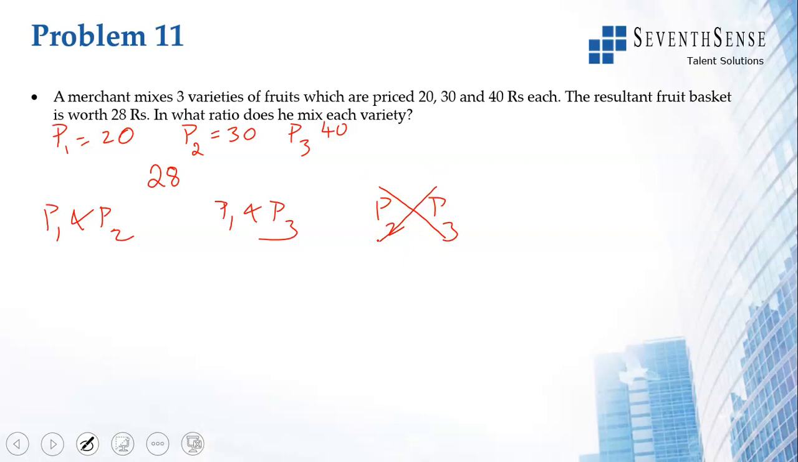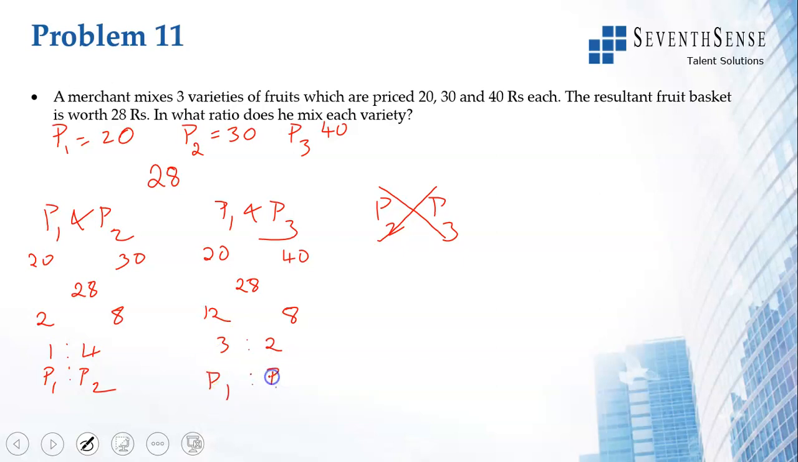So what do I mean when you take P1, P2? You calculate it and get the ratio 20, 30, 28. You get 2 and 8, 1:4. Okay, so we have P1 is to P2 as 1:4. Similarly, between P1 and P3, we'll get it as 20, 40, and 28. This is 12, this is 8, 3:2. So P1 is to P3.